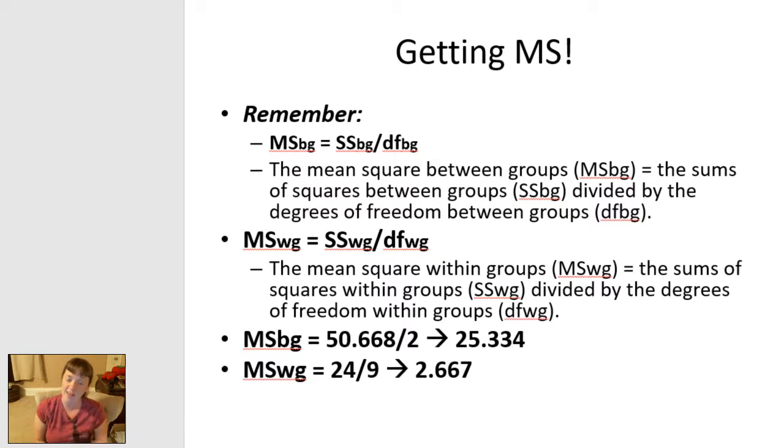So now I can finally get my mean squares, right? Where the mean square between is just going to be sums of squares between divided by degrees of freedom between. And my mean square within is just going to be sums of squares within divided by my degrees of freedom within. So my mean square between is going to be 50.668, because that was my, where was that?